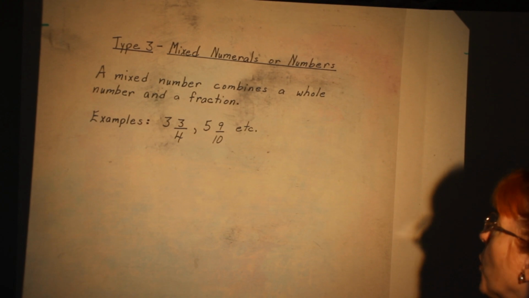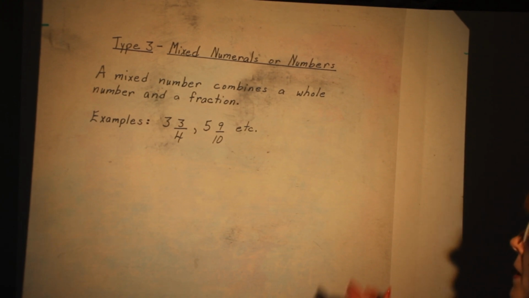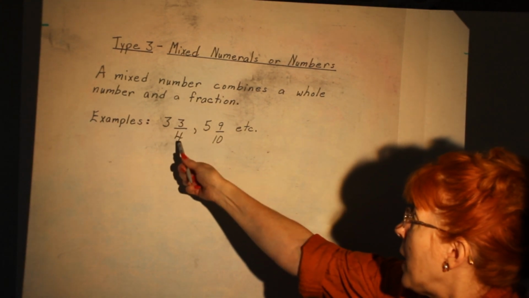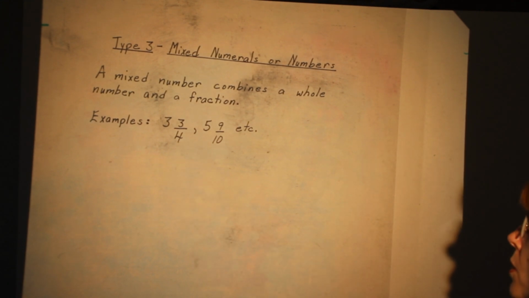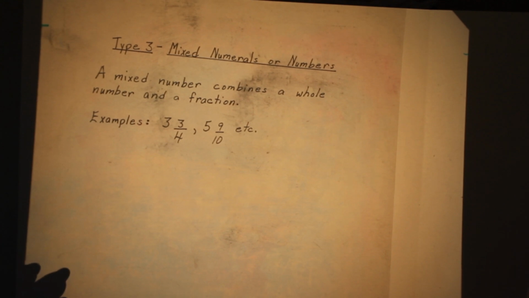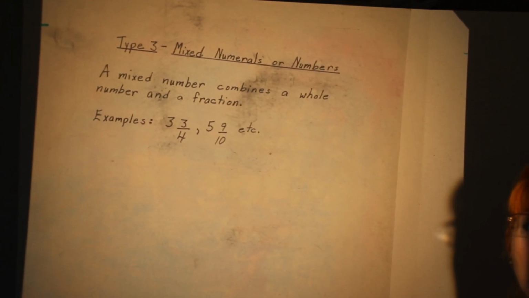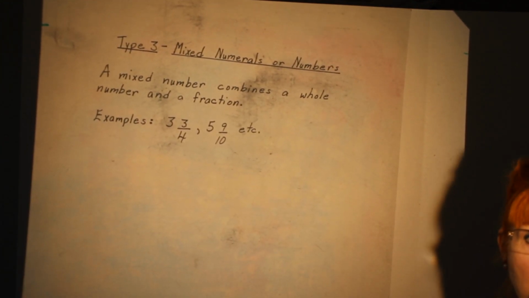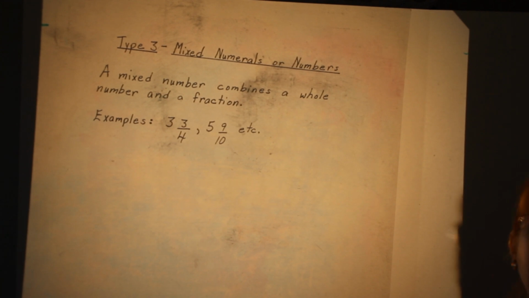Mixed numerals, or numbers. A mixed number combines a whole number and a fraction. So 3 3/4, 5 9/10. And those are the 3 types of fractions, and those are the parts of the fractions. And we're going to look at how we do some of the converting of fractions.